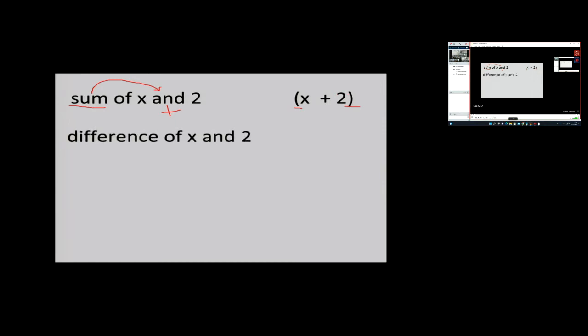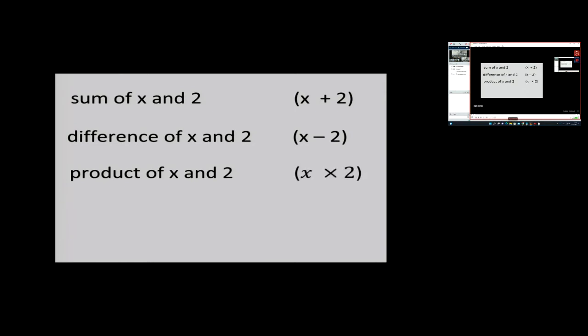How about difference? What is difference? What operation? Minus. Okay? So meaning this "and" will be the minus symbol. And so you will have the quantity of x minus 2. How about product? What is product? Times. So that would be x times 2.